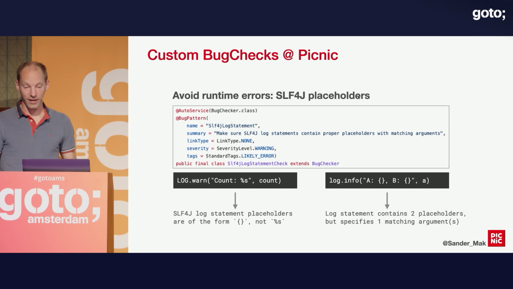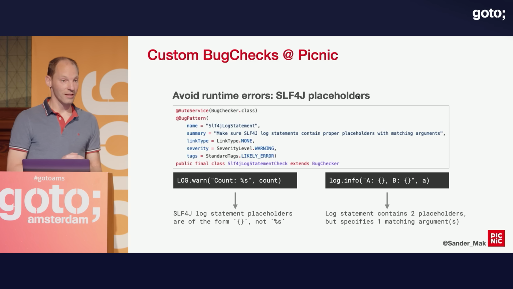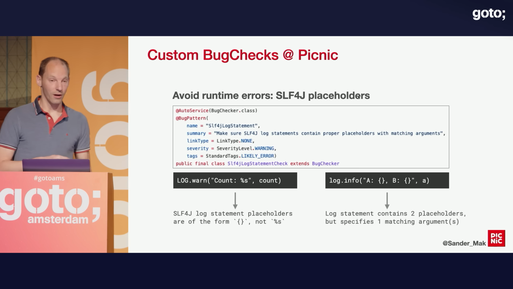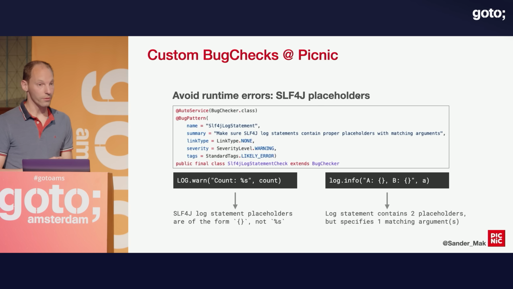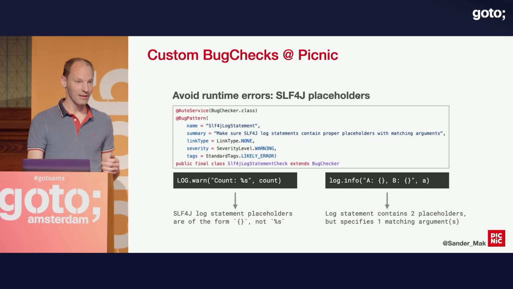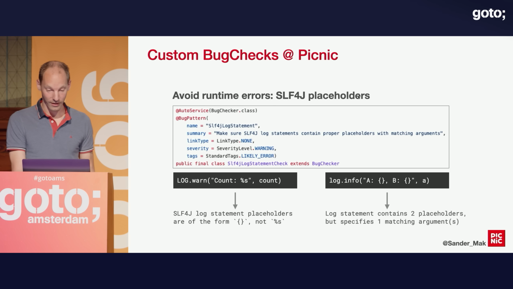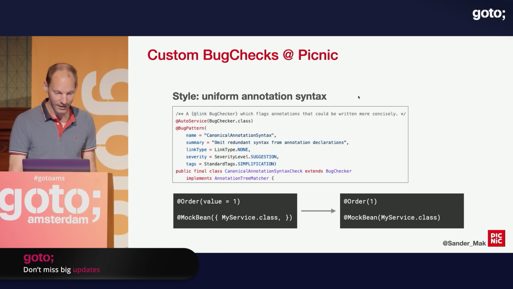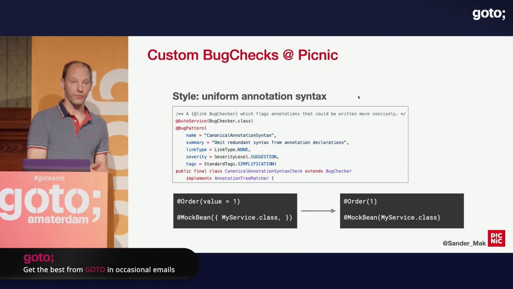And on the right-hand side, similarly, you might have multiple placeholders and only provide one of the parameters. Again, this will not break at compile time. It will also not break at runtime, but it will not do the thing that you expect it to do. So again, these are things that will prevent these errors from even occurring and from even being merged into our main line. And of course, there's also discussions of style.